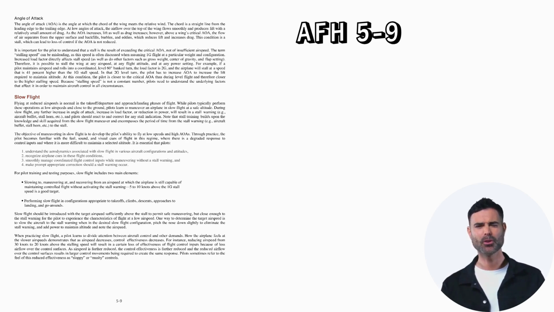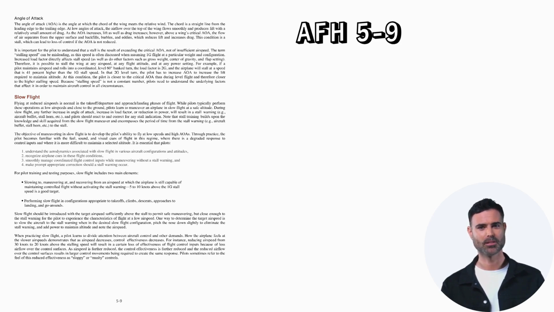Slow flight should be introduced with the target airspeed sufficiently above the stall to permit safe maneuvering, but close enough to the stall warning for the pilot to experience the characteristics of flight at a low airspeed. One way to determine the target airspeed is to slow the aircraft to the stall warning when in the desired slow flight configuration, pitch the nose down slightly to eliminate the stall warning, and add power to maintain altitude and note the airspeed. When practicing slow flight, a pilot learns to divide attention between aircraft control and other demands.